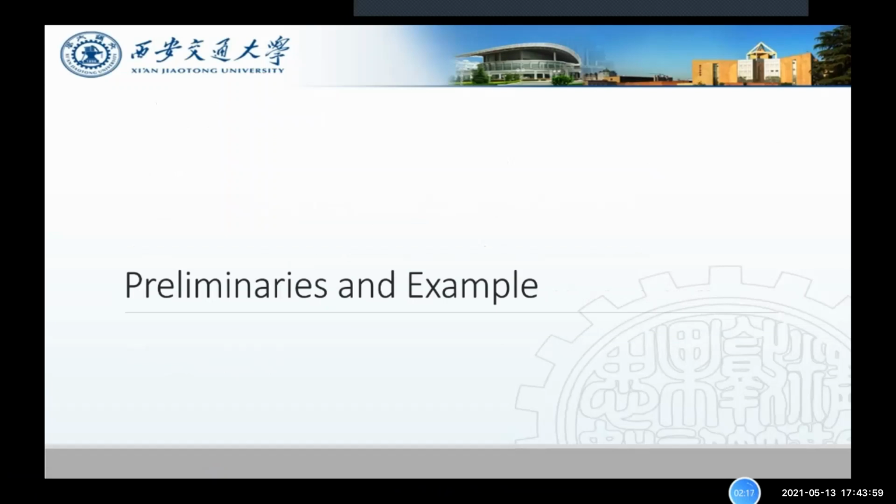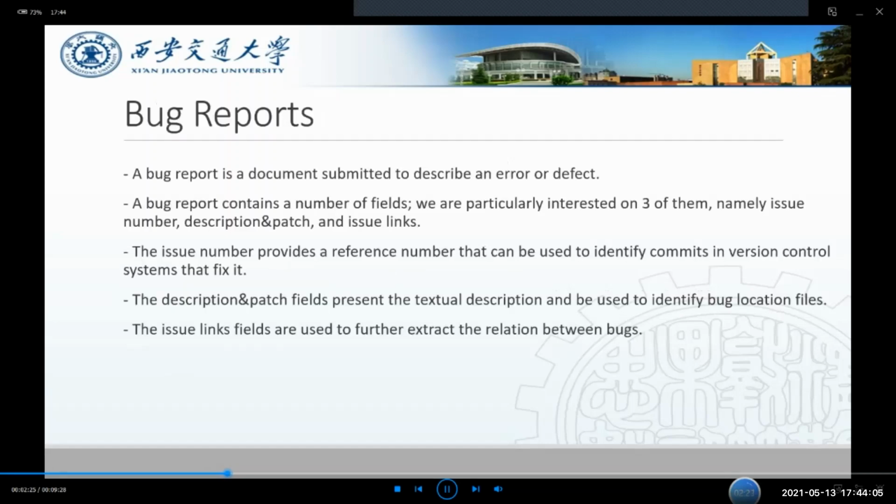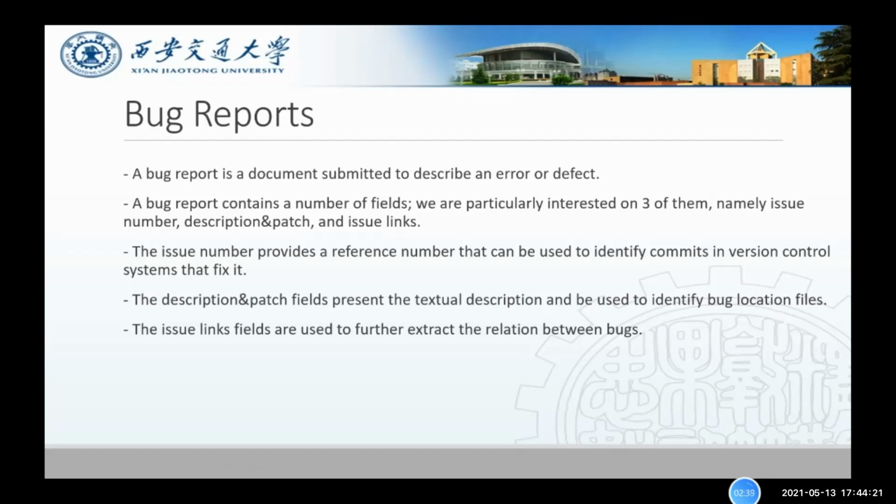The second part covers preliminaries and an example of bug reports. A bug report is a document submitted to describe an error, and it contains a number of fields. We are particularly interested in three of them, namely issue number, description and patch, and issue links.